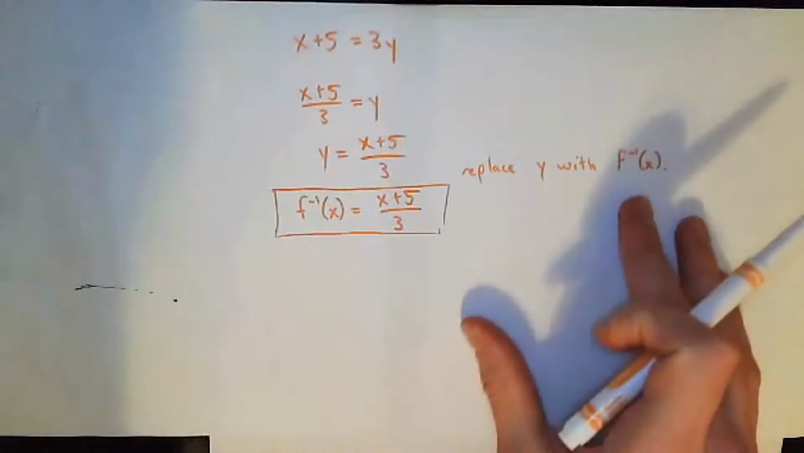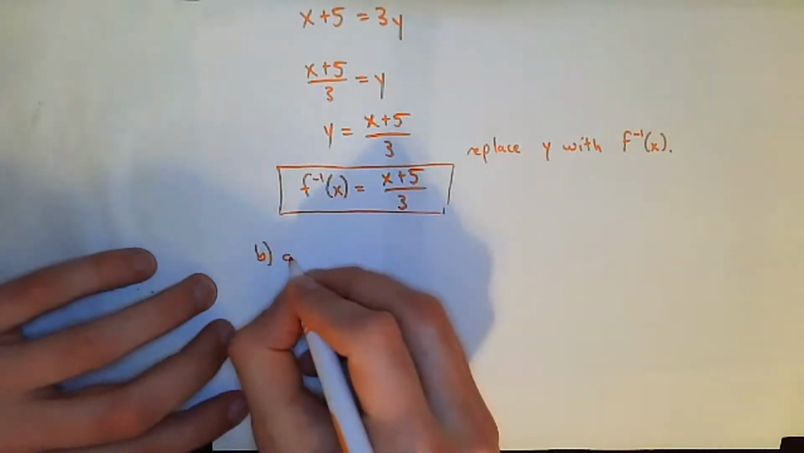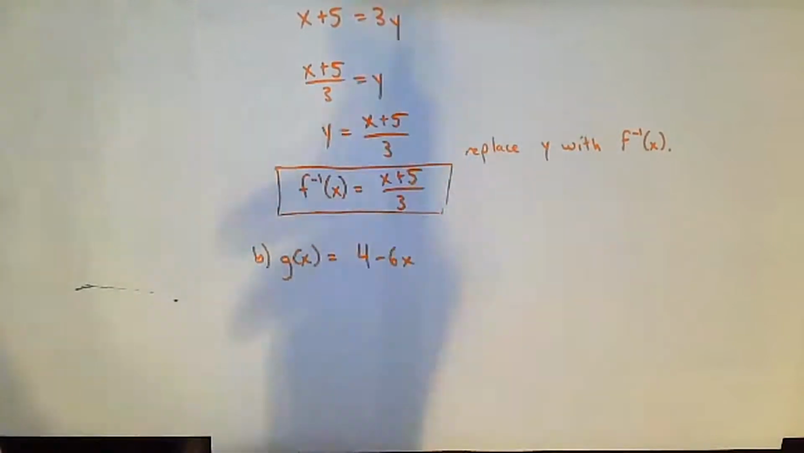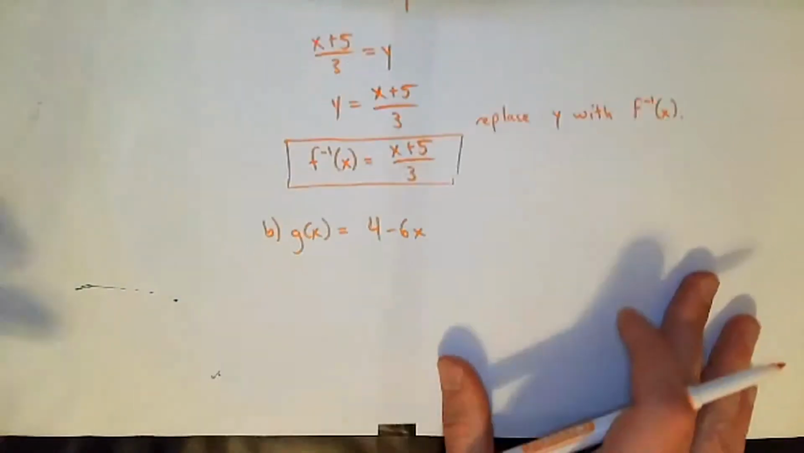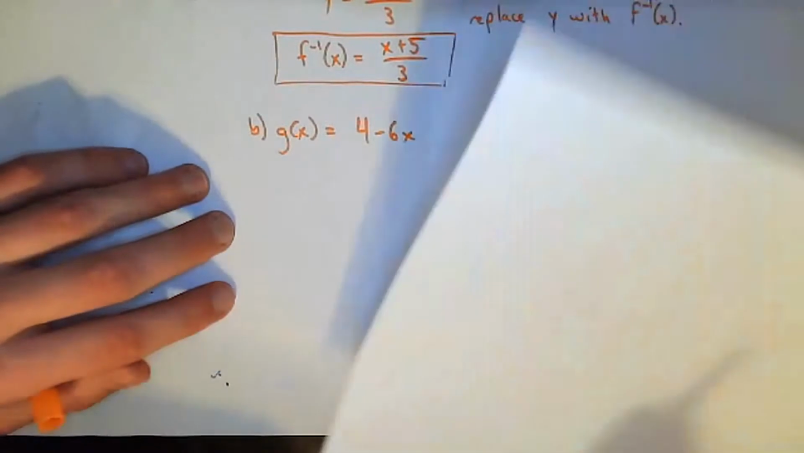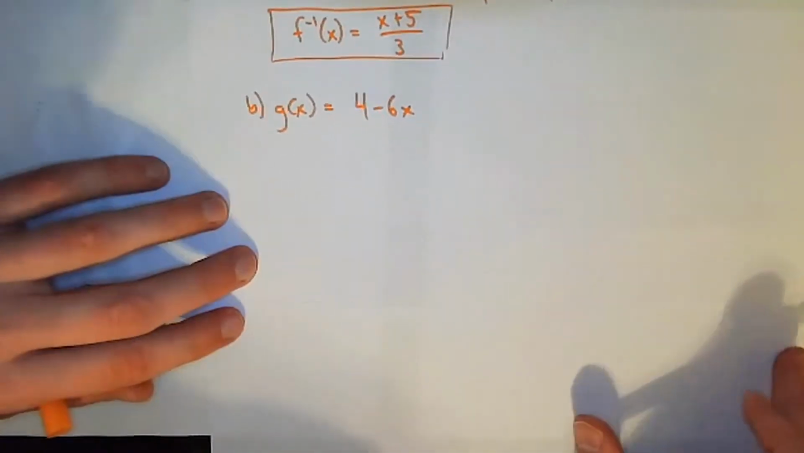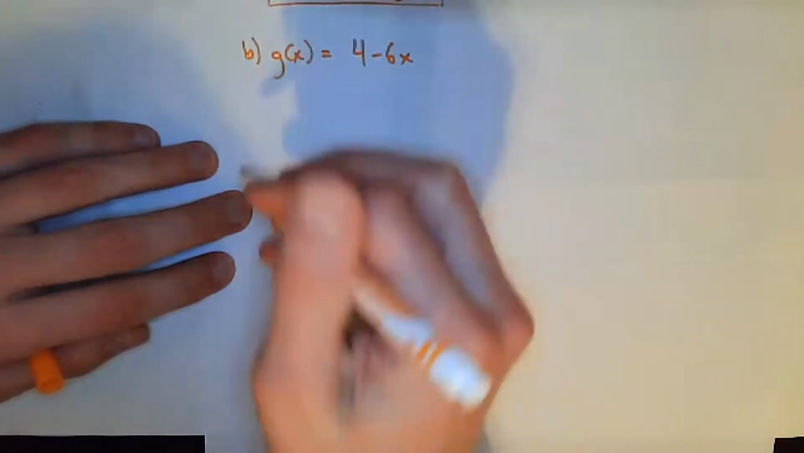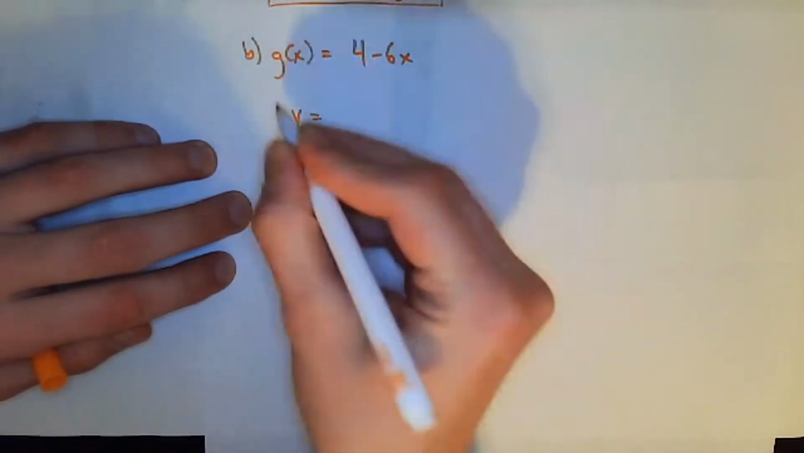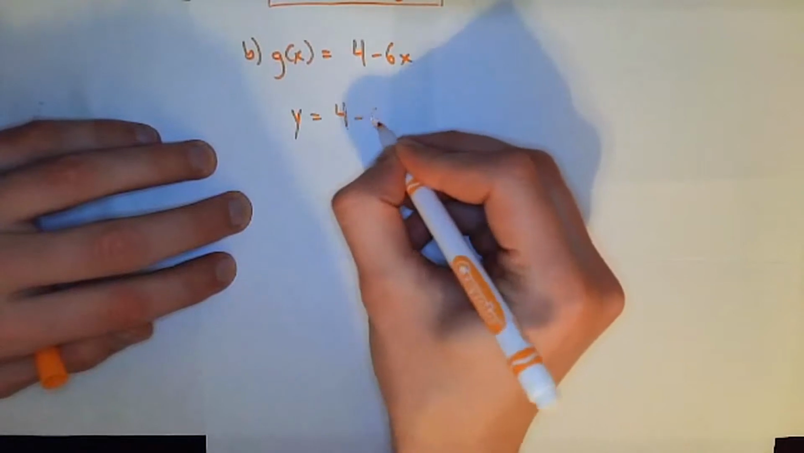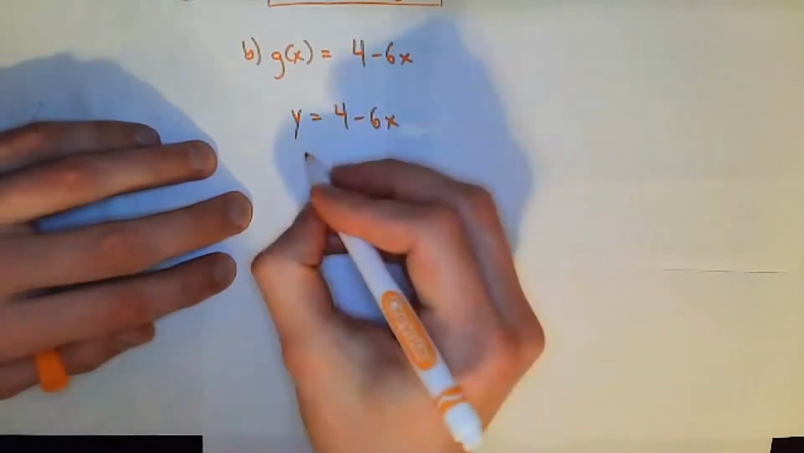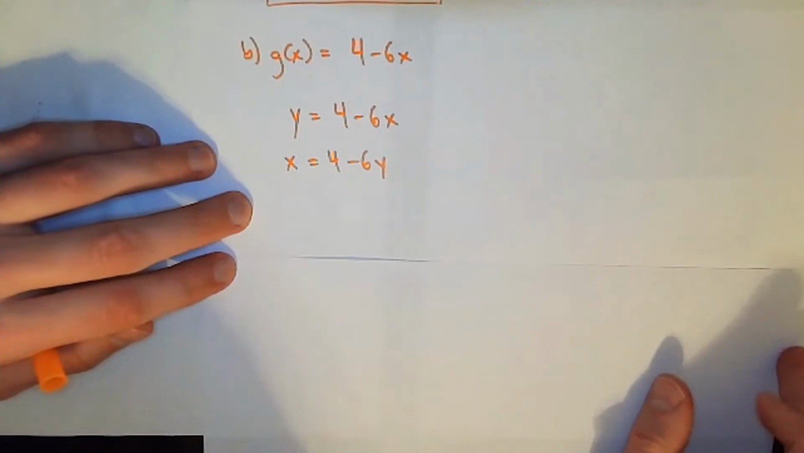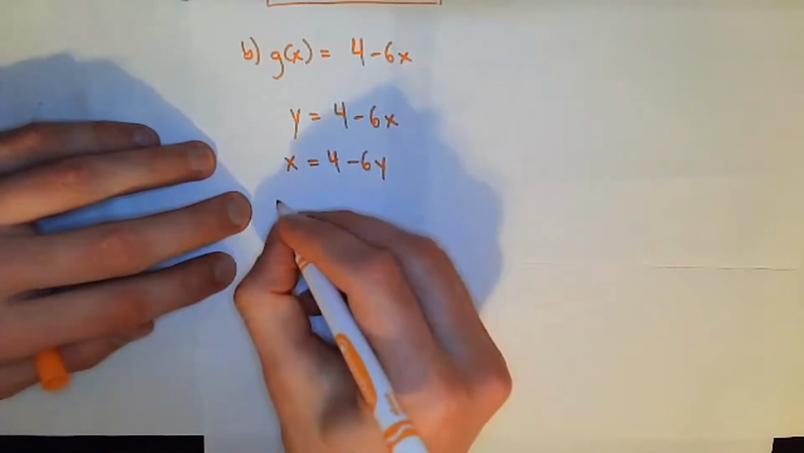Oh, part B. Almost forgot about part B. Okay, let's do part B. I'll run through this one quicker. Looking at those steps, in fact, you should try and find this one. Pause the video and try to find this inverse function. All right. Replace g of x with y. Swap x and y. Solve for y.